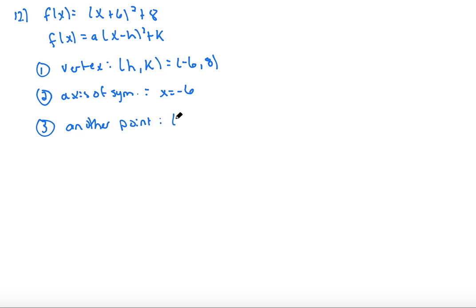So finding another point here. So let's pick a value close to negative 6. So let's pick the value negative 4, only because I've done this earlier, and I think that's going to work nicely for us. So substituting in negative 4 into my function, we have negative 4 plus 6 squared plus 8, and that's going to give us 2 squared plus 8. So that's going to give us 4 plus 8, and that's going to give us 12. That looks good to me.